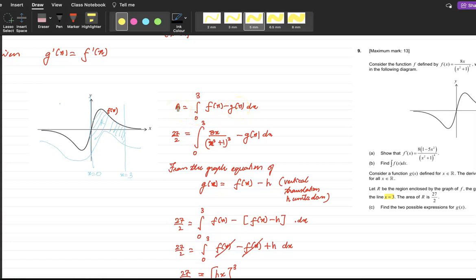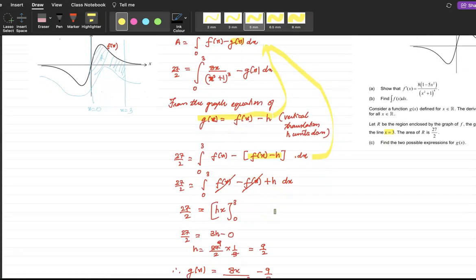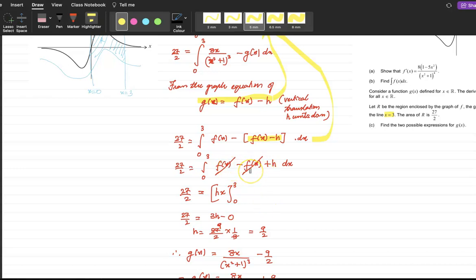So the area between the two curves is equal to the integral of the upper function minus the lower function from the limit 0 to 3. f(x), so we know. Now g(x) is f(x) minus h. So I'll substitute all this back in this. So instead of this g(x), I'm putting f(x) minus h over here. Open the bracket. It will cancel off, f(x) cancels out. I'll get the integral of h.